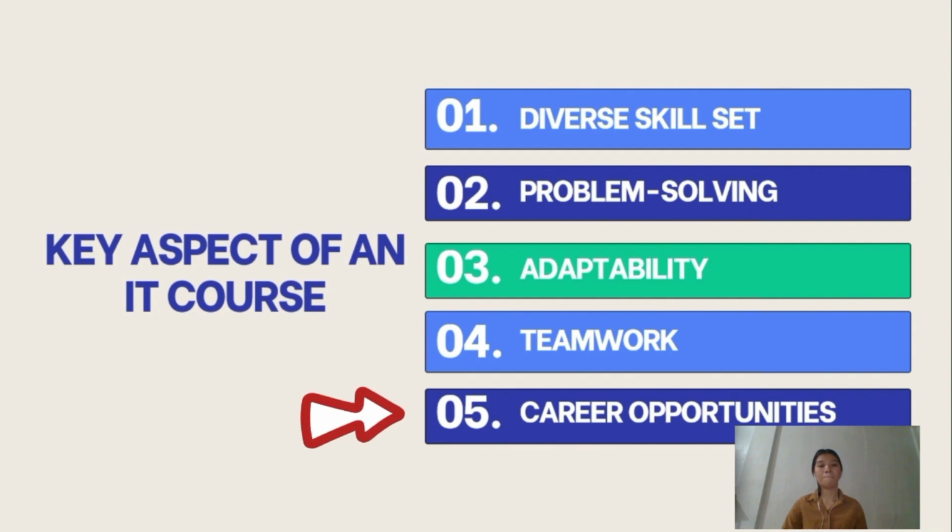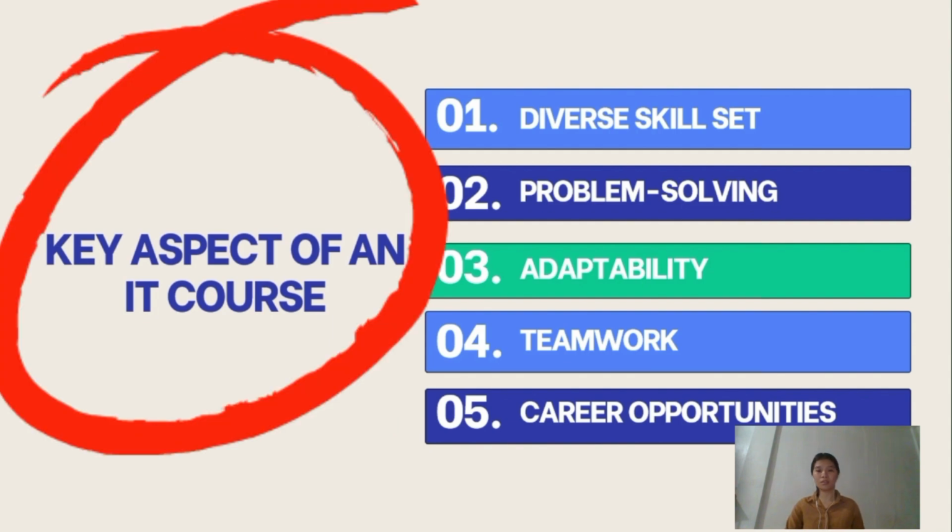The fifth one, career opportunities. An IT course opens up a world of career opportunities. It means that IT graduates can pursue roles as software developers, network administrators, data analysts, cybersecurity experts, and more. So that's it for the key aspects of an IT course.